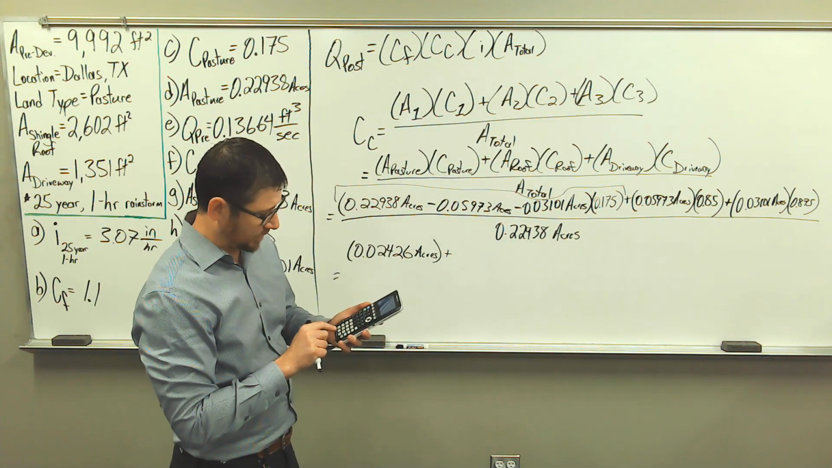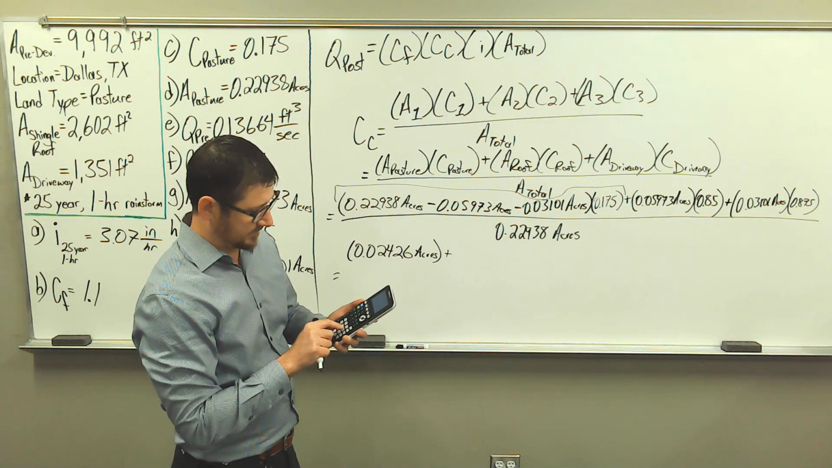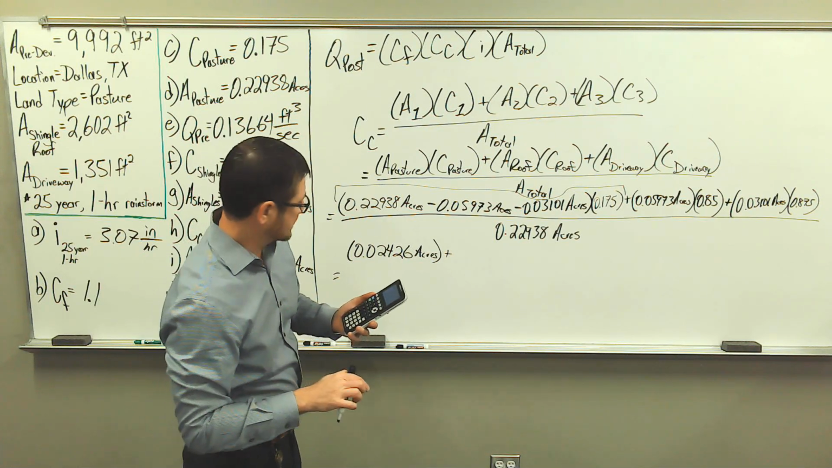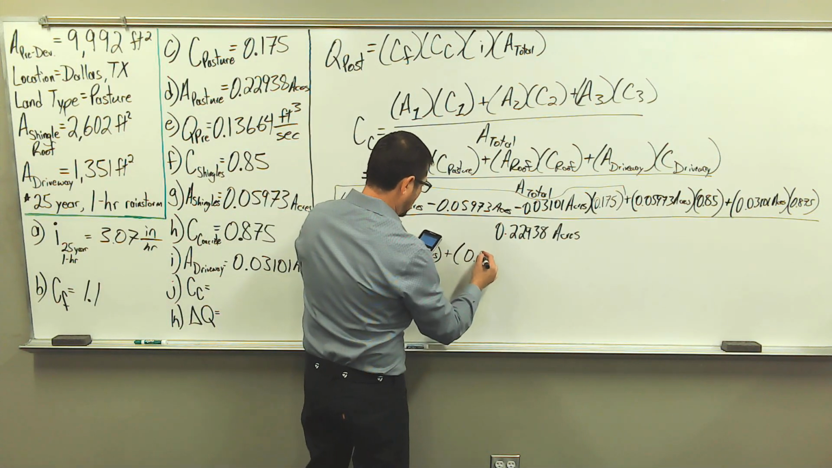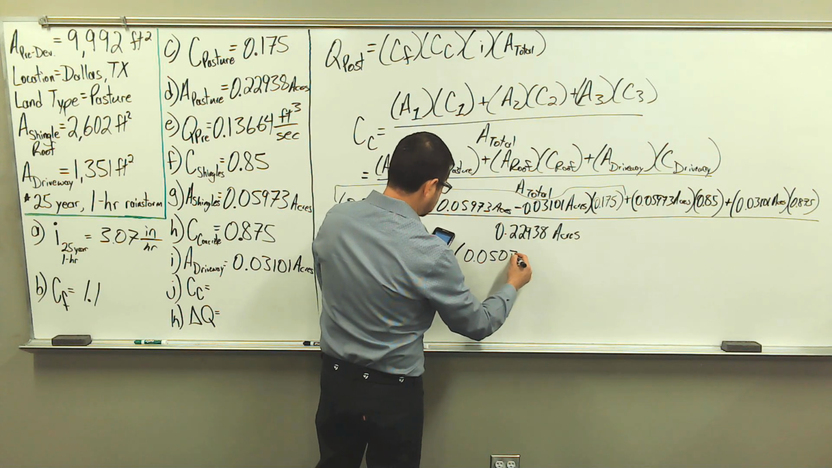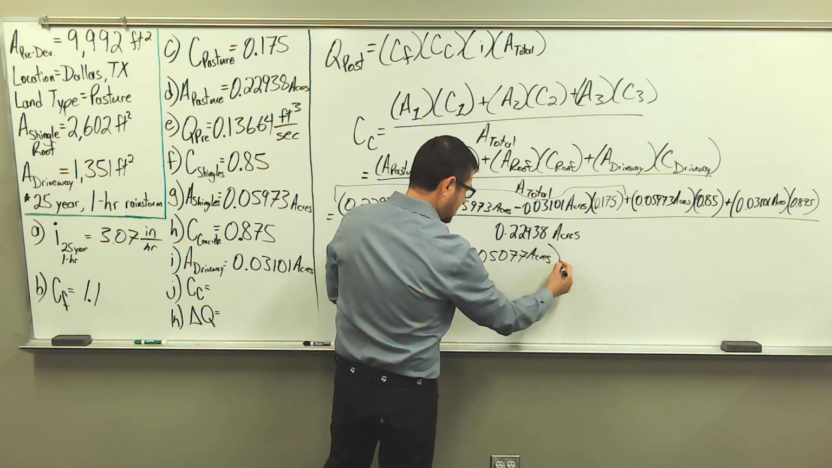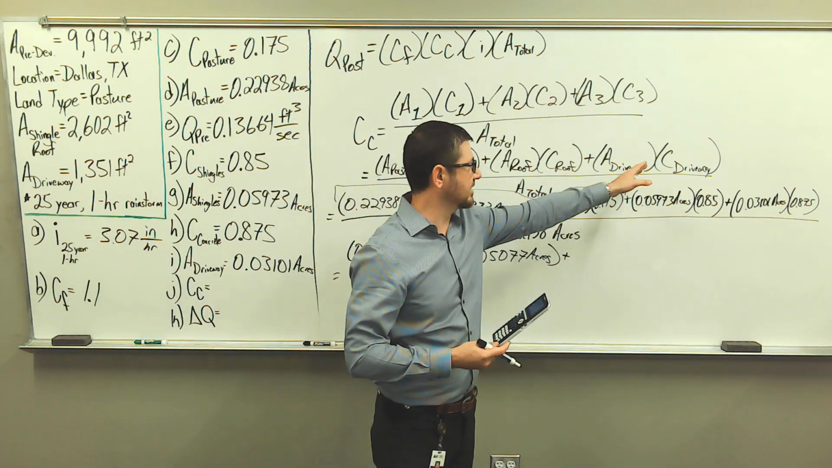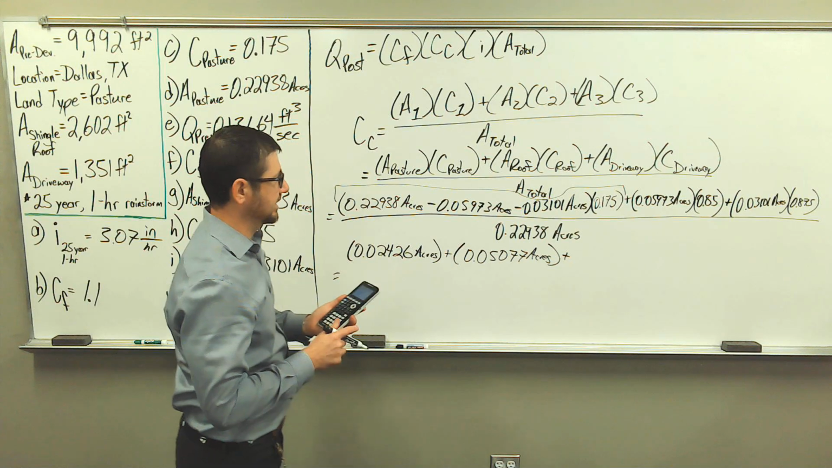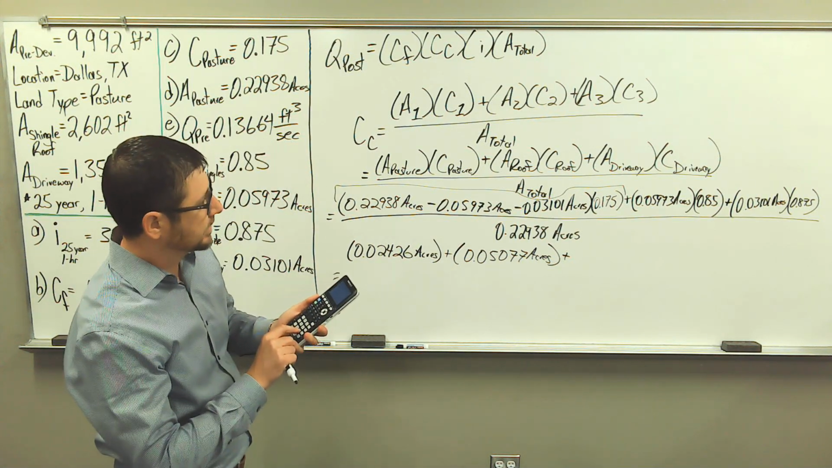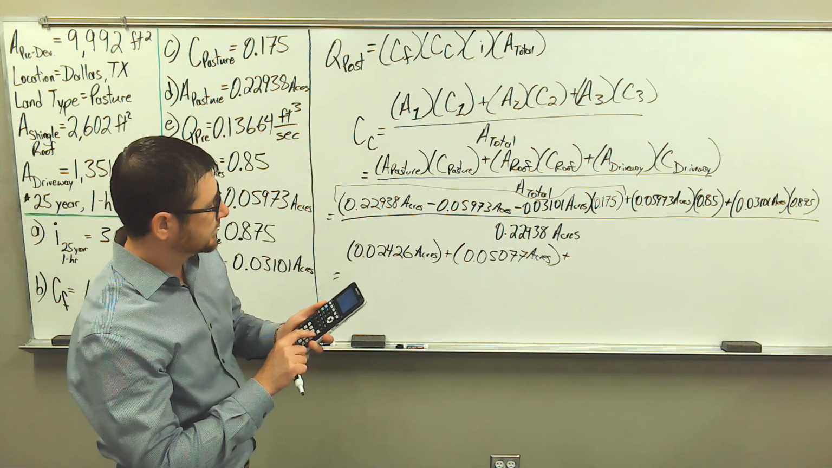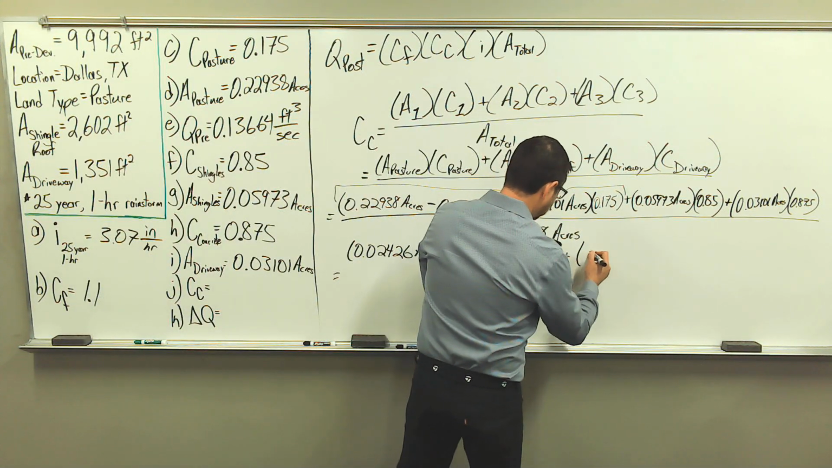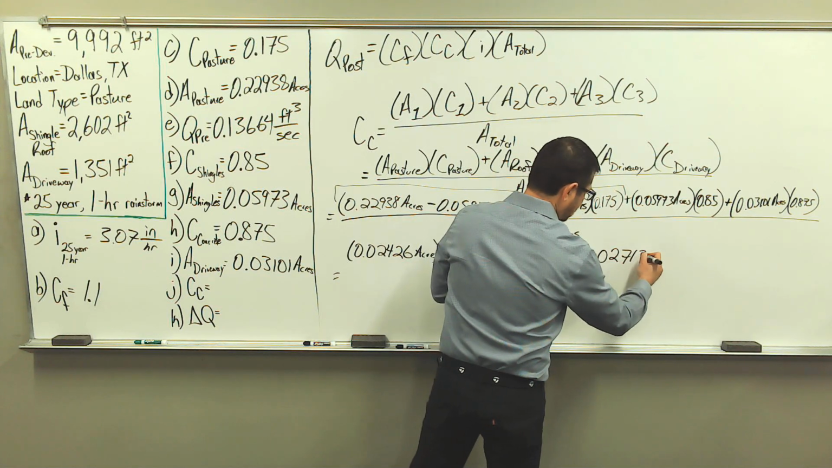So I've got the area of the roof, 0.05973 times 0.85. This is going to be 0.05077 acres. Plus, now moving on here, the product of the area of the driveway and the runoff coefficient of the driveway. So I've got 0.03101 times 0.875. This is going to give me 0.02713 acres.